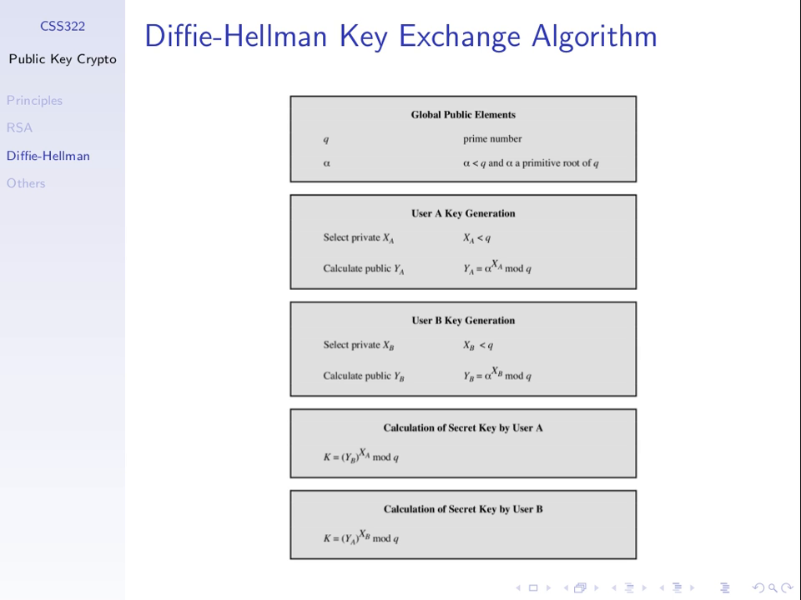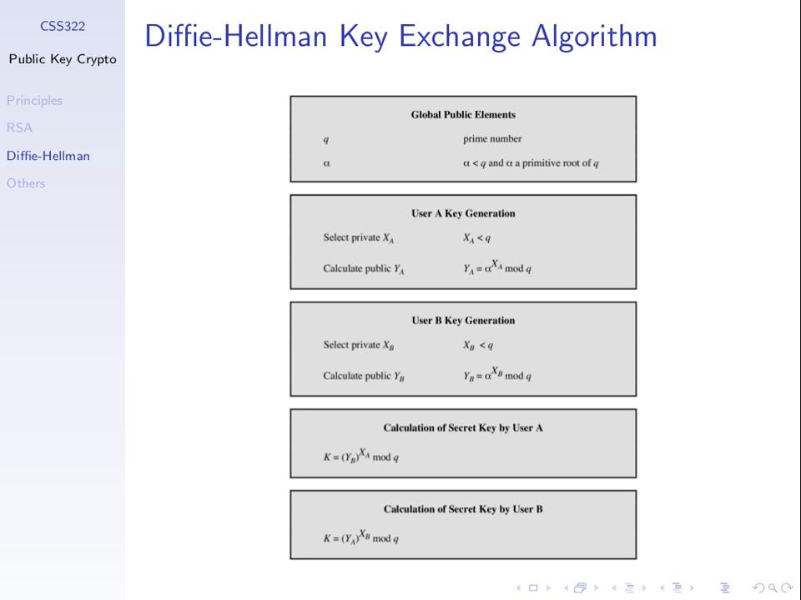B does the same. So A is on one side of the internet, B is on the other side of the internet. They both follow this process. Choose their private x, calculate y, and exchange values of y. That is, I send my y value to the other person, and they send me their y value. And from those received y values and the x values, calculate y to the power of x mod q to give us k. That's at user A, and user B calculates YA from user A to the power of XB mod Q, and they get the same K.